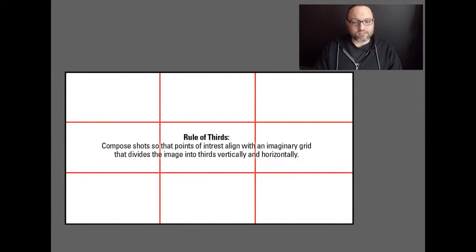So if we look on our screen here again, the rule of thirds: compose shots so the points of interest align with an imaginary grid that divides the image into thirds vertically and horizontally. You can see it right here. These are the intersection points. These are the horizontal lines. These are the vertical lines. So in essence, you want your points of interest to line up with these intersection points and also coincide with these lines.